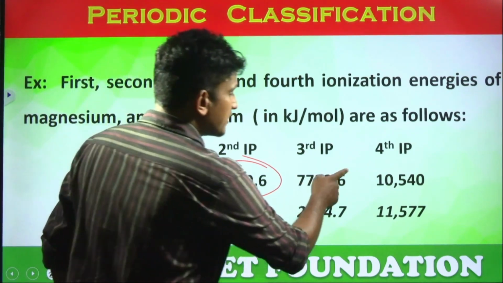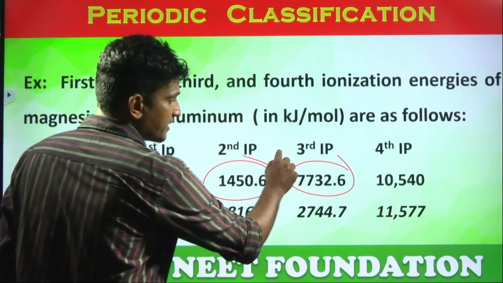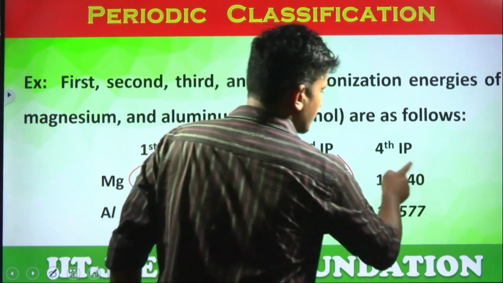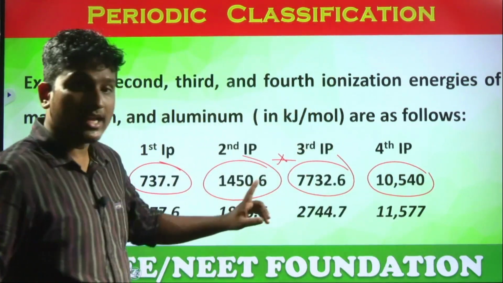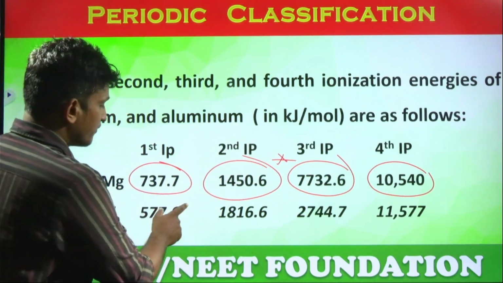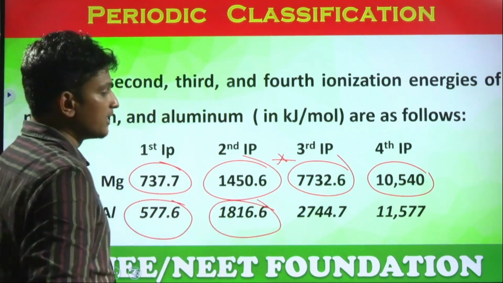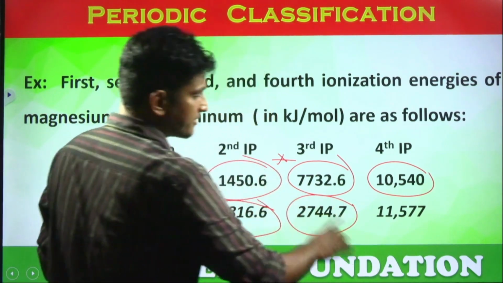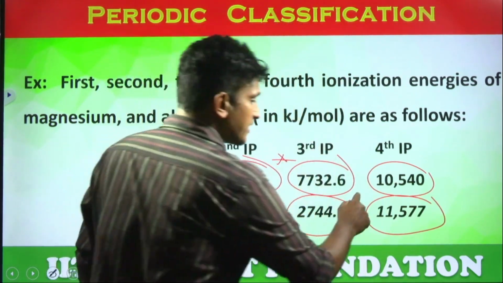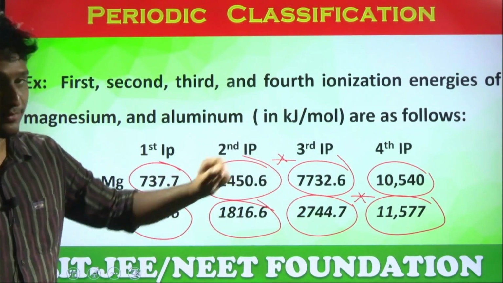Now look at the third IP, suddenly it becomes 7000. A biggest jump is expected here, yes or no? And from here it is normal, 10,000 only. There is not a big difference here. Why is a biggest jump expected here? I will tell you that. Look at aluminium. First IP 577, second IP 1816, third IP 2744. But look at the fourth IP, 11,000. Where is the jump expected here? After the third IP, for the fourth IP.